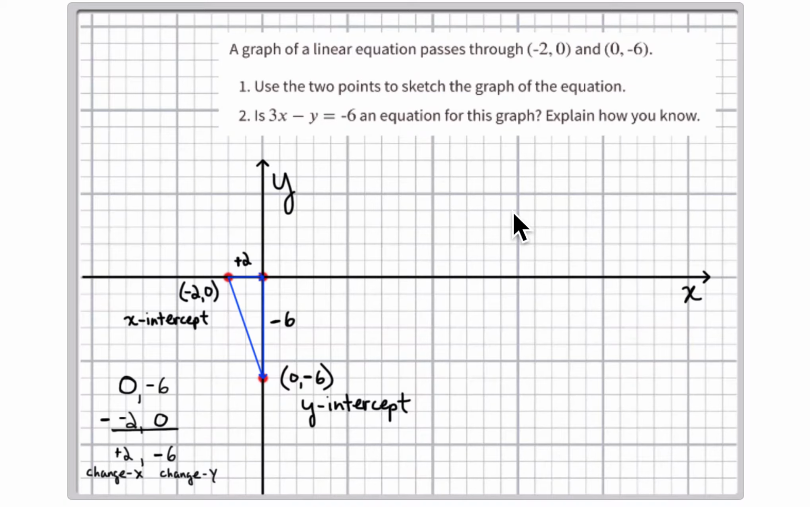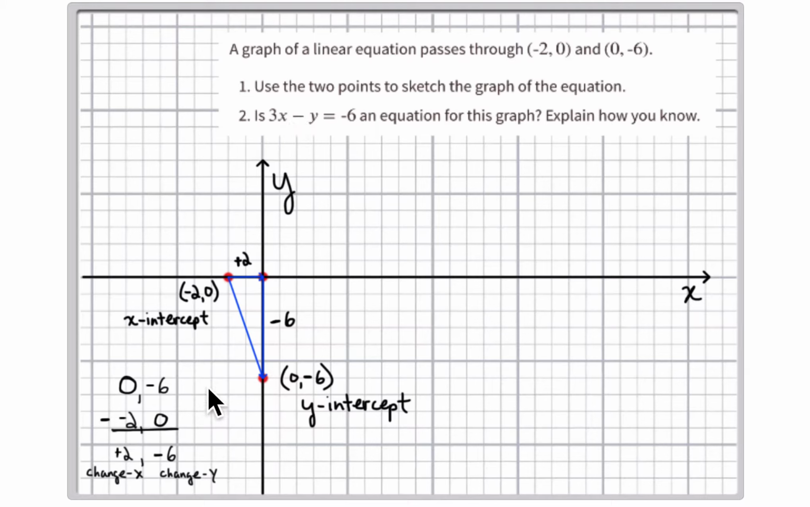Now, let's go ahead and look at the graph first. The point (-2, 0) is right here, and (0, -6) is right here. This is the y-intercept, where it crosses the y-axis, and this is the x-intercept, where the line crosses the x-axis. We could just put these 2 points into this equation and see if they are solutions for this equation. But rather than do that, let's write the equation for this line and see if this is what we get.